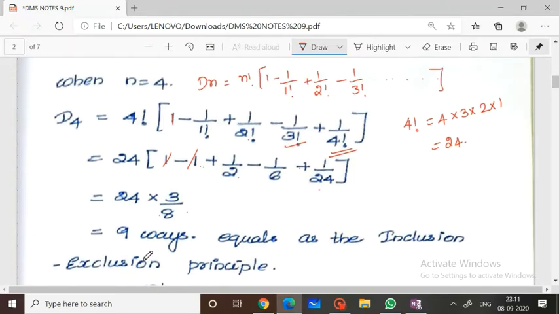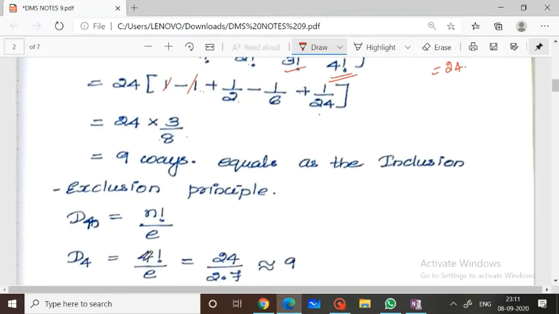So we are doing this much calculation, but by using the theorem, we know that dn is equal to n factorial divided by e. I can replace n equal to 4 in this formula. Therefore, when n equal to 4, d4 is equal to 4 factorial divided by e. 4 factorial is equal to 24, divided by 2.178.